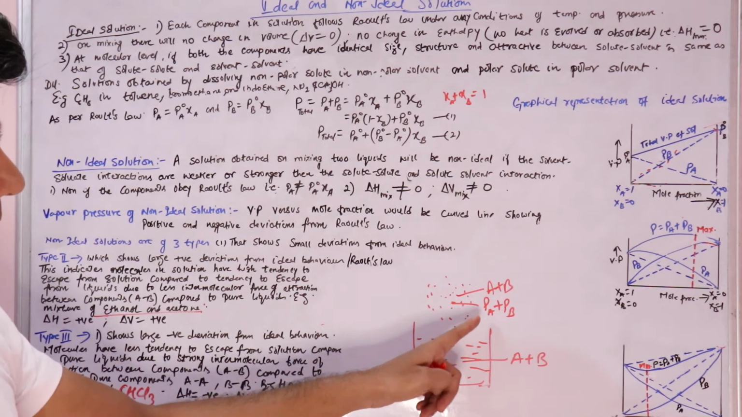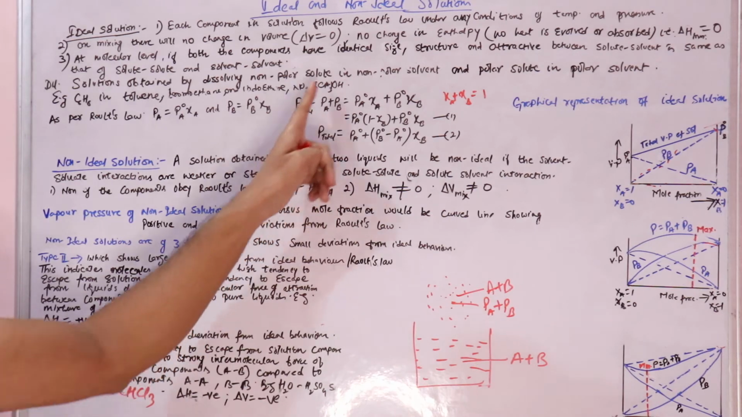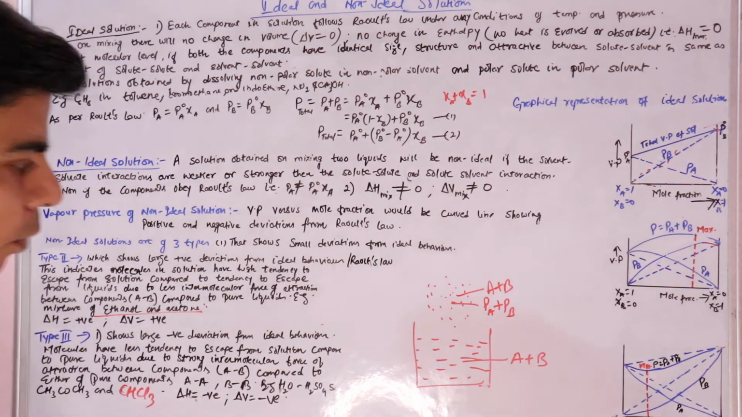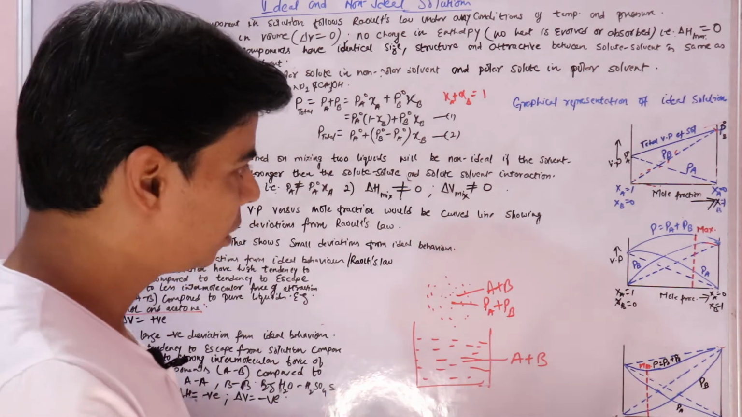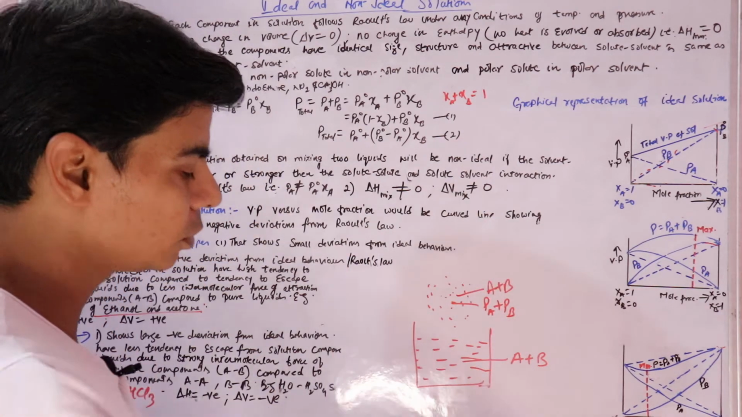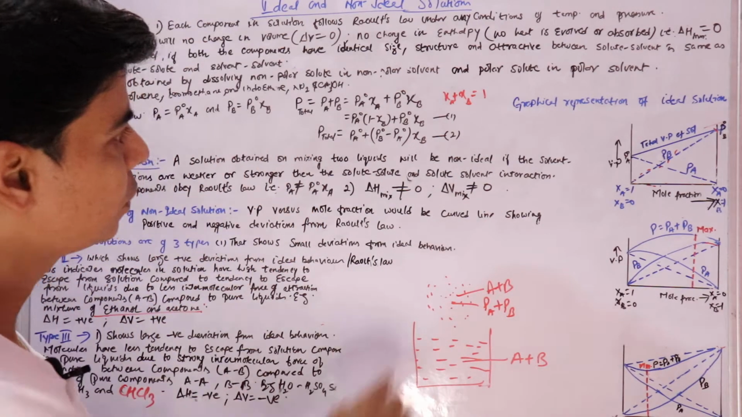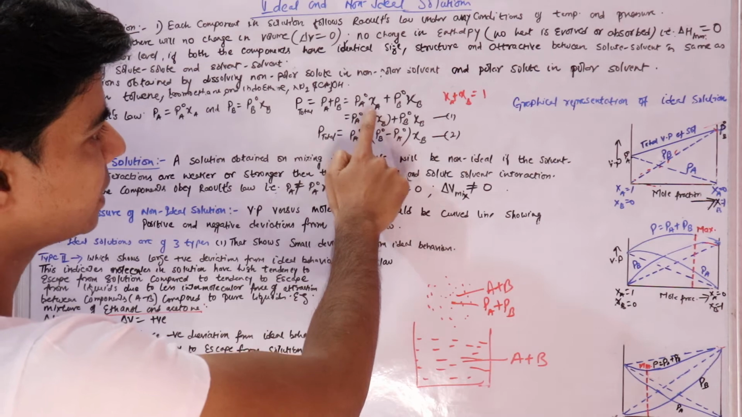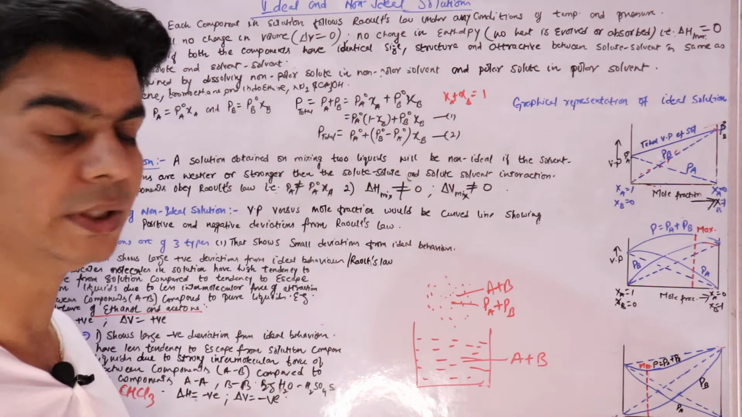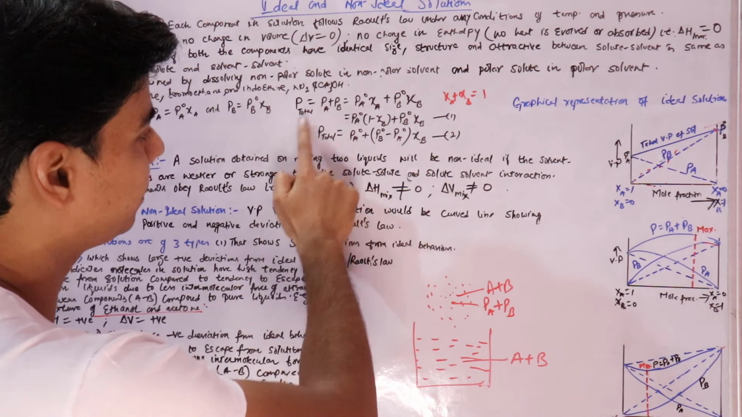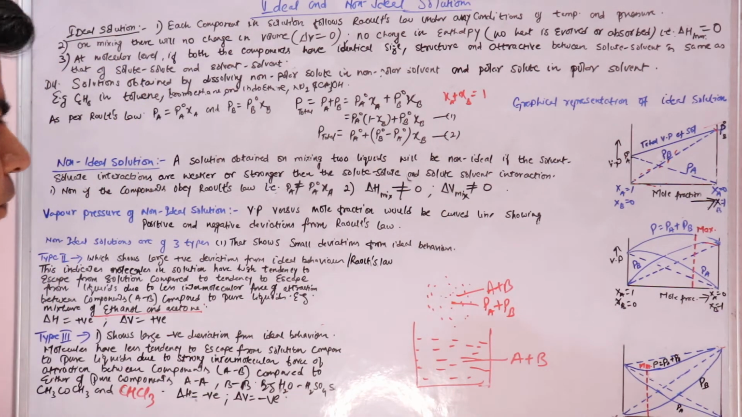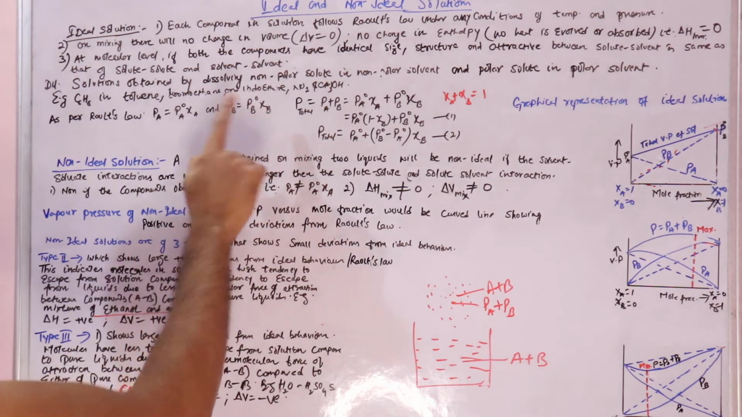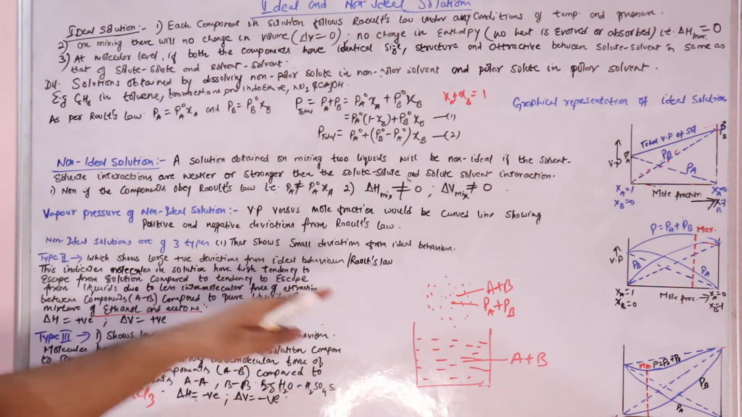So total vapor pressure would be PA plus PB, and we know that the sum of mole fractions of all the components in a solution is unity. So XA plus XB would be equal to 1. We'll just substitute the value of XA, which would be 1 minus XB, and so total vapor pressure would be given by this equation. So as per Raoult's law, PA would be equal to this and PB would be equal to this. That is the partial vapor pressure.